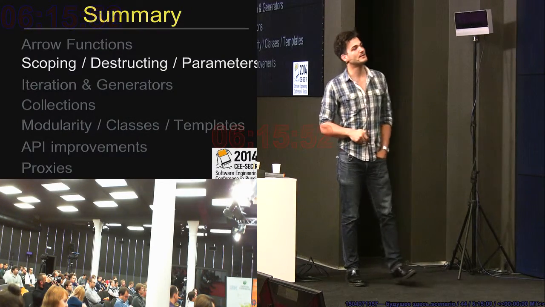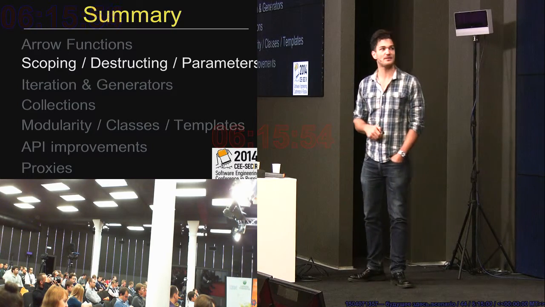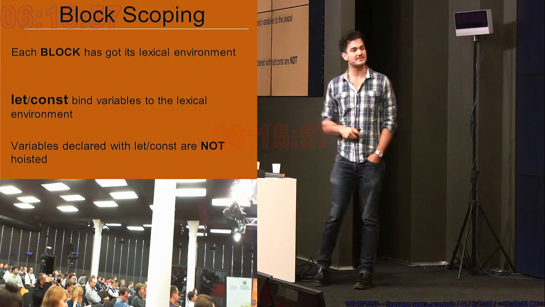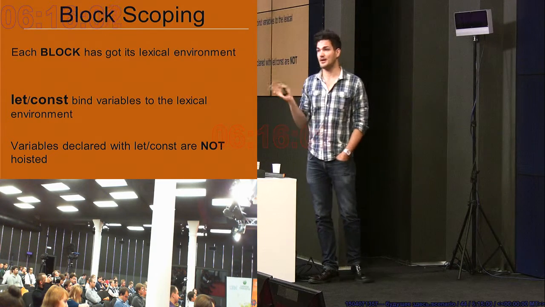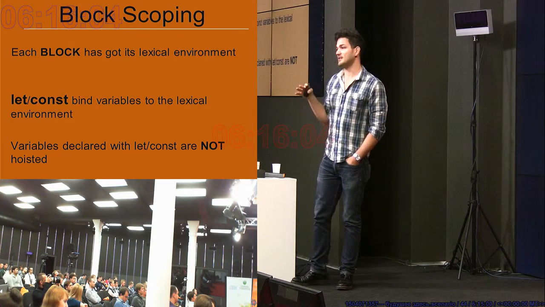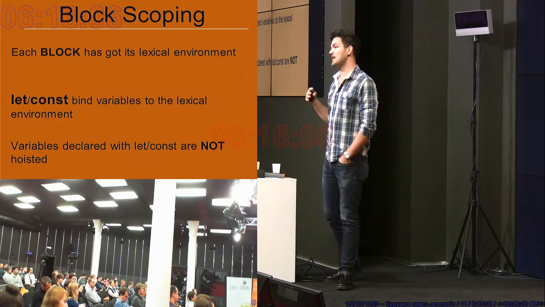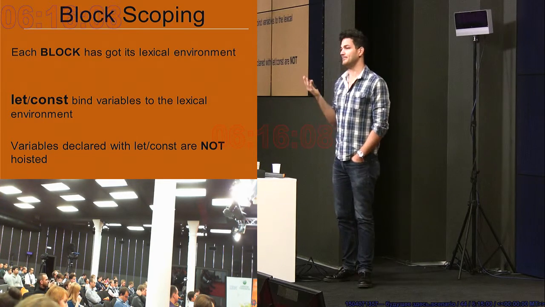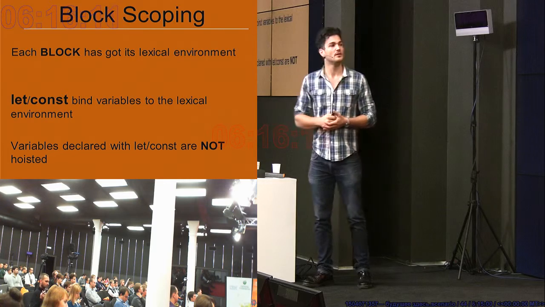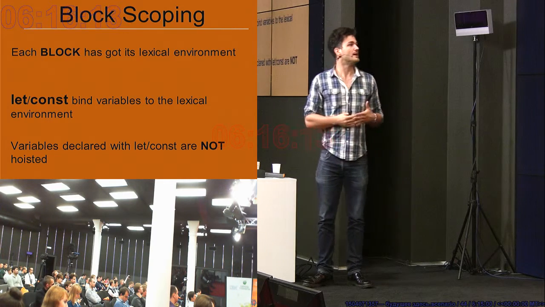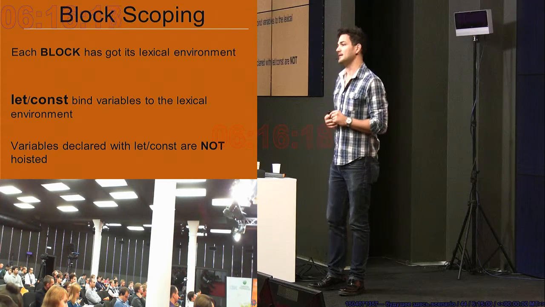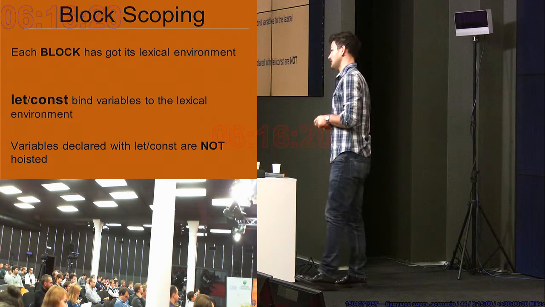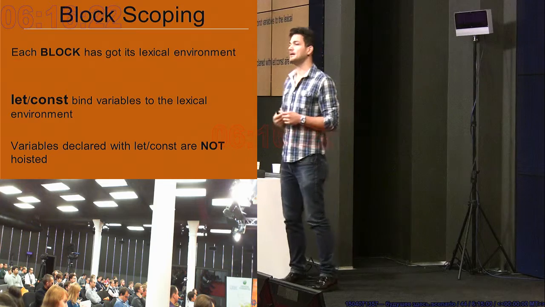Now, second topic, scoping, destructuring, and parameters. Let's start with scoping. As you know, in JavaScript, we've got two kinds of context, the global context and the function context. So the lexical environment is determined by the window, global, or the function. So you don't really have a lexical environment determined by a block. When I say block, I mean an if statement, a for loop, like in other languages.